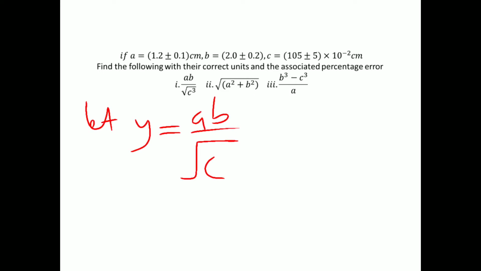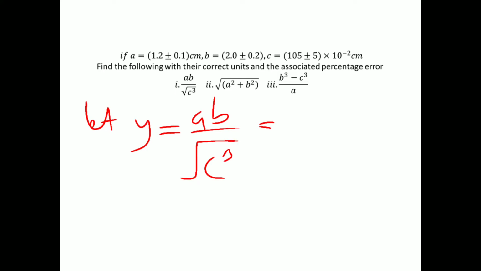We're only interested in percentage error, okay? I think that's quite easy. Let's start with the I. Now from the I, we can say let Y be equal to AB over cube root C, square root of C cube.